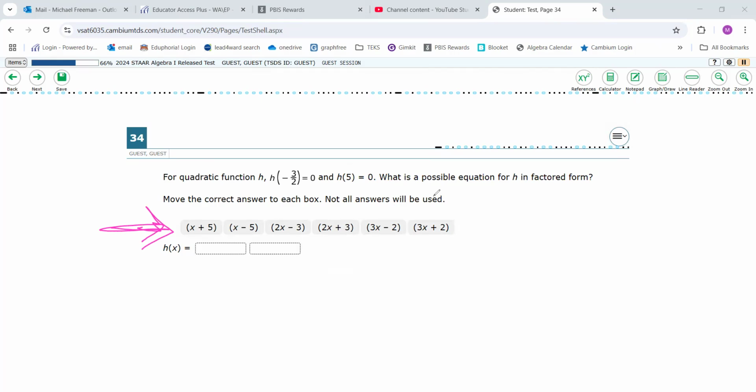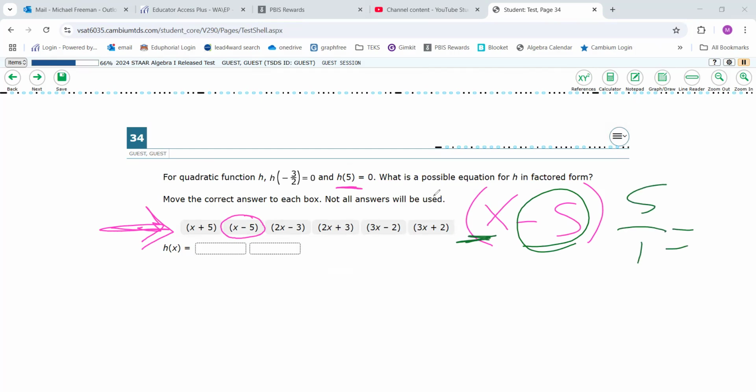Well, if our solution is positive 5, that means our factor should have been x minus 5, right? Because it's the opposite of our constant. So the opposite would be positive 5 over our coefficient. Well, our coefficient is 1. So 5 over 1 is 5. Okay, so that one was easy.